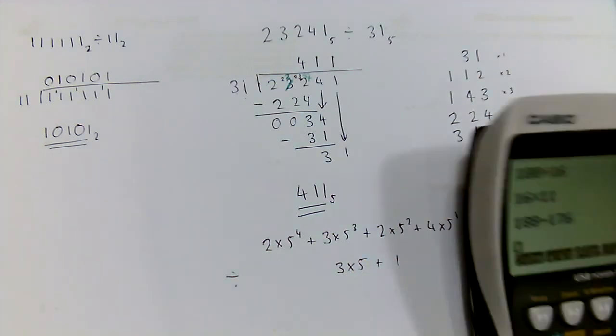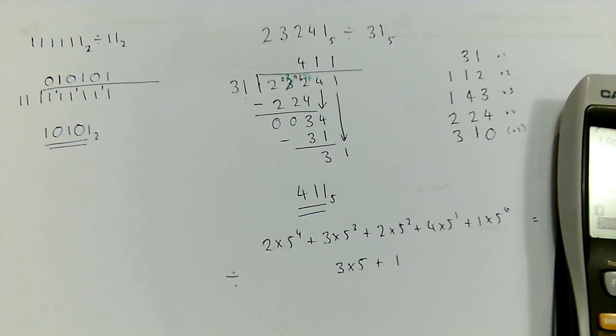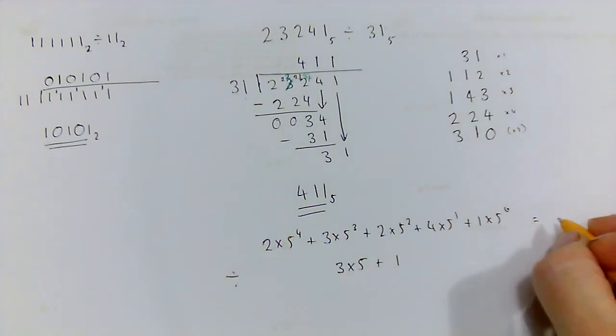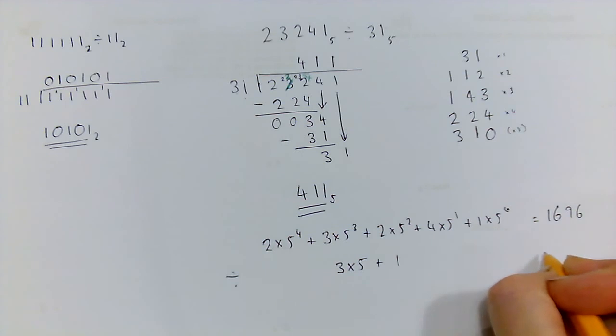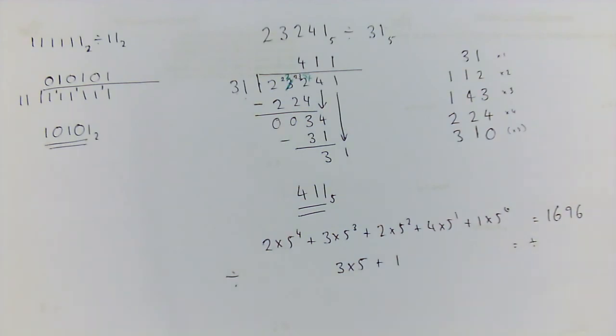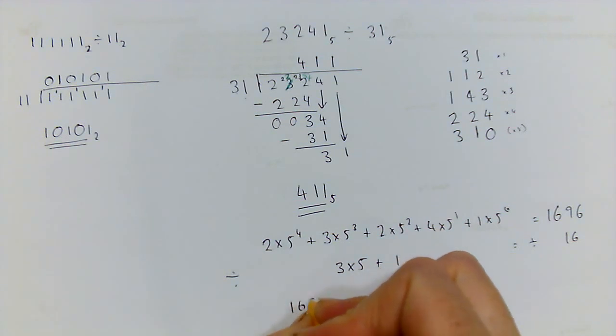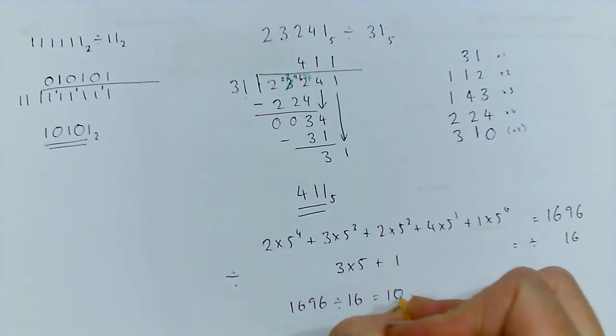So this top number, let's work it out. 2 times 5 to the 4 plus 3 times 5 cubed plus 2 times 25 plus 4 times 5 plus 1. So we get 1696. And we're going to be dividing by 15 plus 1, so 16. So I just do that on my calculator. And that gives us, 1696 divided by 16 is 106.